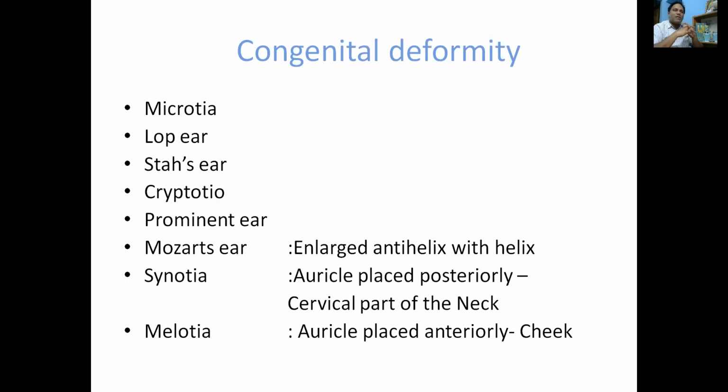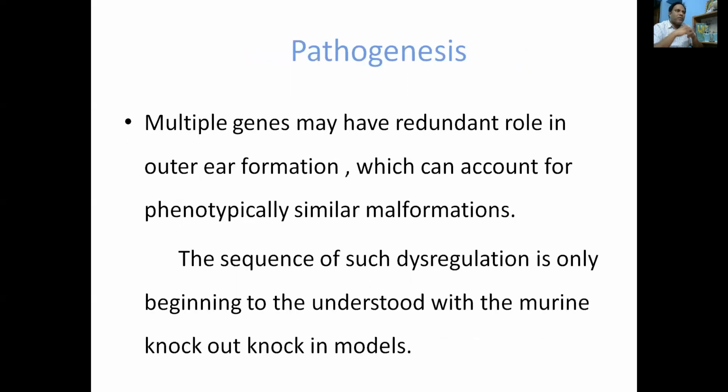Cyanotia is an auricle placed posteriorly, maybe at the cervical part of the neck. Melotia is an auricle placed anteriorly, on the cheek. Macrotia, anotia. Macrotia is a larger pinna, anotia is an absence of the pinna.